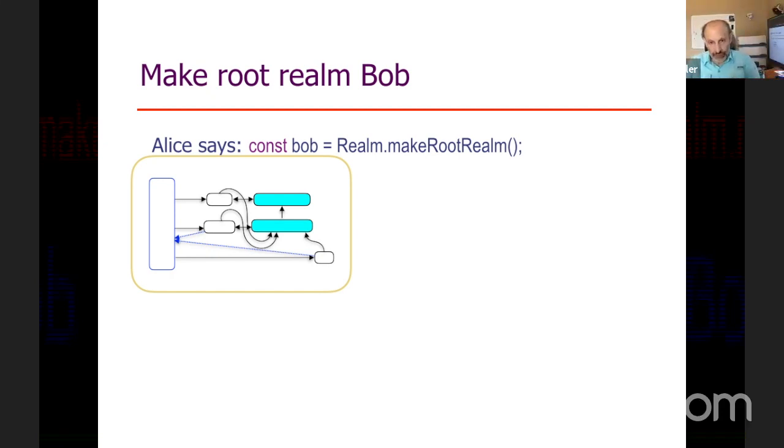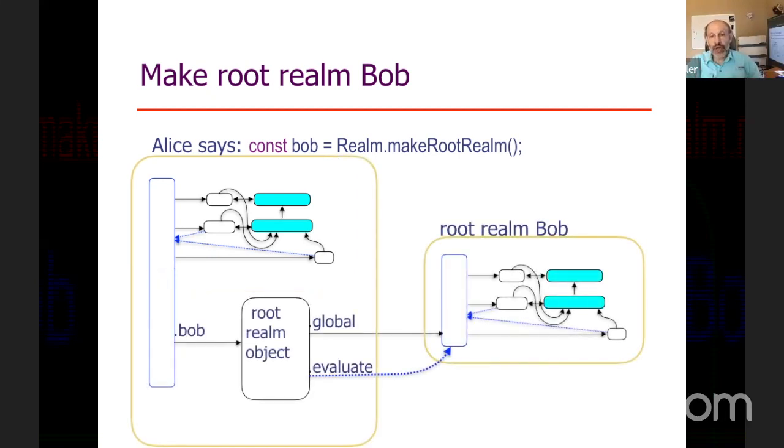So there's a new global object named Realm. It has a static method called makeRootRealm. So when Alice in one realm says makeRootRealm, she is creating a new root realm. A new root realm is a realm that has its own fresh set of primordials. So between Alice and Bob here, there's the same old identity discontinuity. But we have to deal with the identity discontinuity during the bootstrap. We're going to try to use the bootstrap to get beyond it.